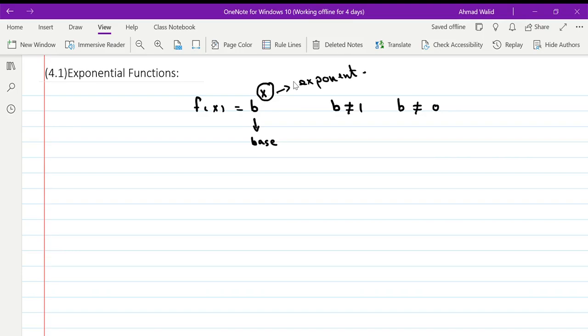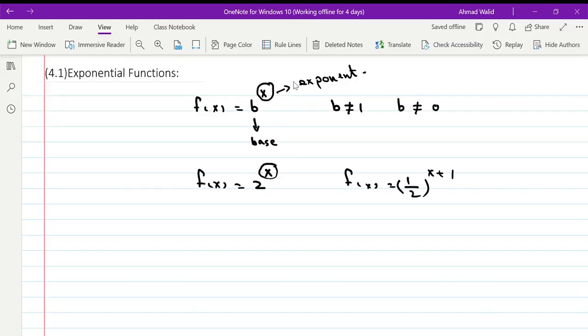Correct? Numeric example, f of x equals 2 to the power of x. This function, I call it exponential. Remember one thing, in exponential functions, your variable is always the exponent. Your base is always a number. Or another example, f of x equals 1/2 to the power of x plus 1. You see again, x is in the exponent. I call this function an exponential function.